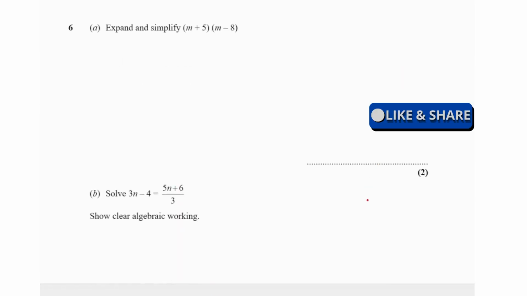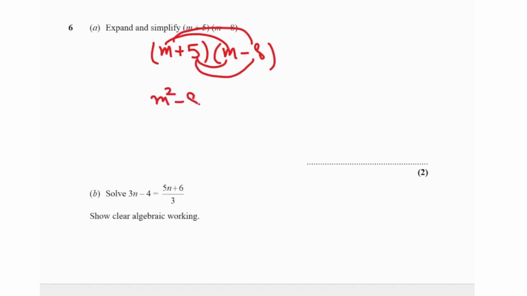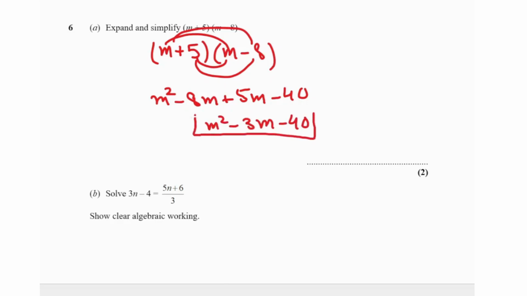Question number 6 is just expand and simplify (m plus 5)(m minus 8), and this is a 2 mark question. Let's write down here m plus 5 and m minus 8. Just do the FOIL method here. That gives us m squared minus 8m plus 5m minus 40. That gives us m squared minus 3m minus 40. And this is our final answer, 2 mark question.